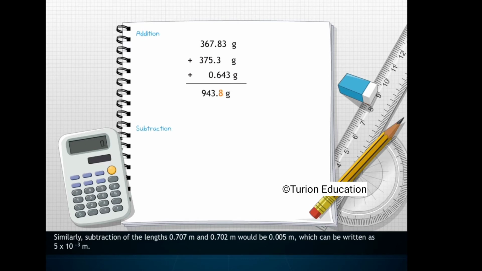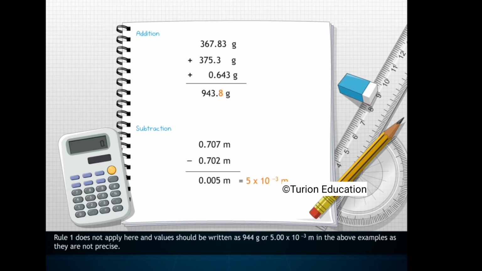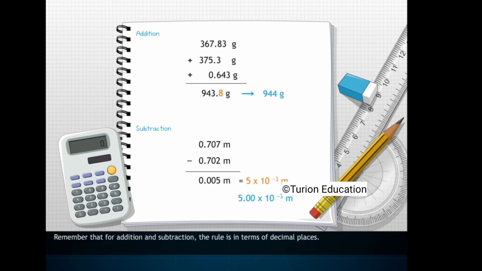Similarly, subtraction of the lengths 0.707 meters and 0.702 meters would be 0.005 meters, which can be written as 5 into 10 raised to minus 3 meters. Rule 1 does not apply here, and values should be written as 944 grams or 5 into 10 raised to minus 3 meters in the above examples, as they are not precise. Remember that for addition and subtraction, the rule is in terms of decimal places.